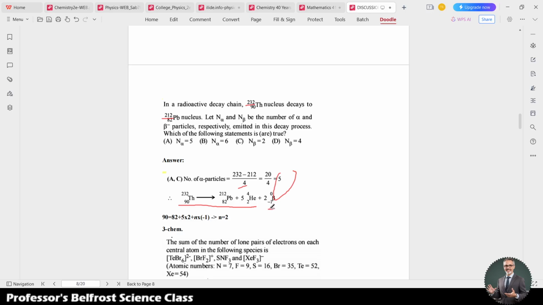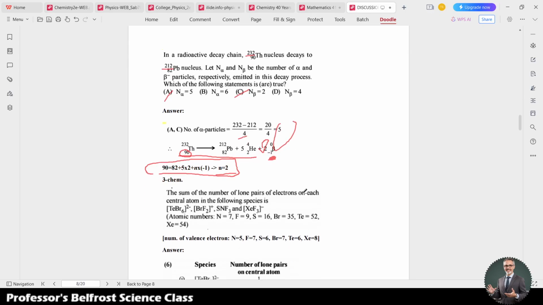But we're still missing the beta term. How do we find how many beta minus particles are involved? You can do it using the atomic numbers: 90 equals 82 plus 5 times 2 minus n, because a beta particle has a charge of minus 1. So n equals 2. It means that the correct answers are A and C.